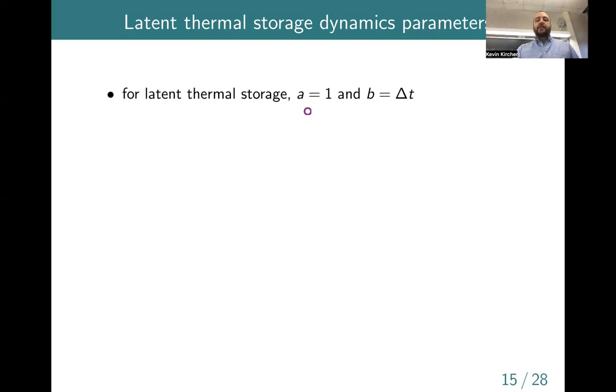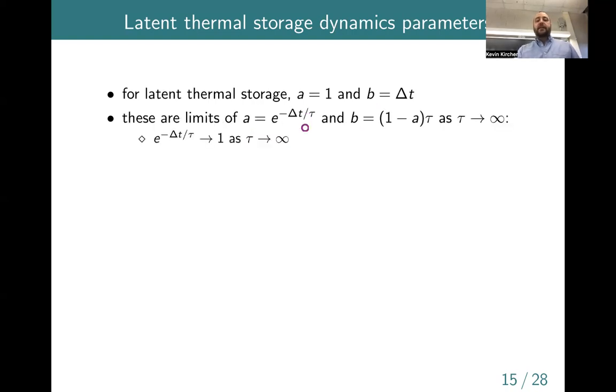Okay, so where do these things come from? Well, it turns out that they can be viewed as just the limiting cases, as the time constant goes to infinity, of the parameters that we were using in all the previous models. That's easy to see for A. If we take e to the minus delta t over tau, well, delta t is a constant, and as tau goes to infinity we're dividing by bigger and bigger stuff. So the argument of the exponential goes to 0, and then e to the 0, well, that's 1. So that limit is easy to see.